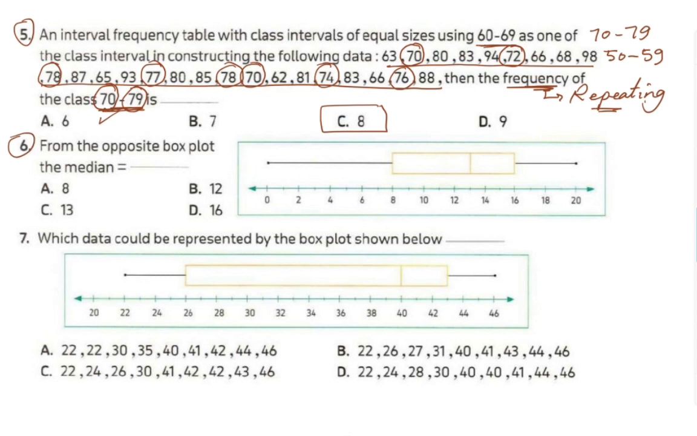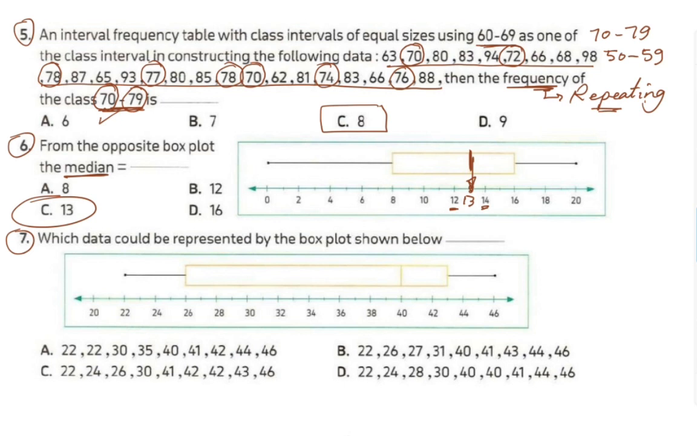Point 6. From the opposite box plot, find the median. The median is this line. This line goes to this point, right? This point between 12 and 14, it's of course 13.7. Which data could be represented by the box plot shown below? Now I have here A, B, C, D. I have 4 groups of data.